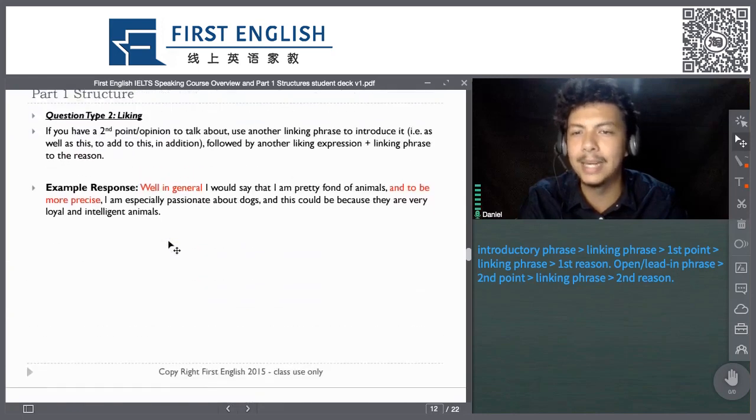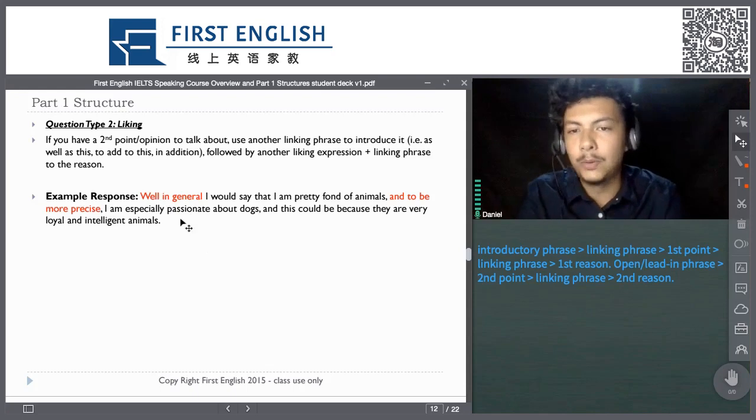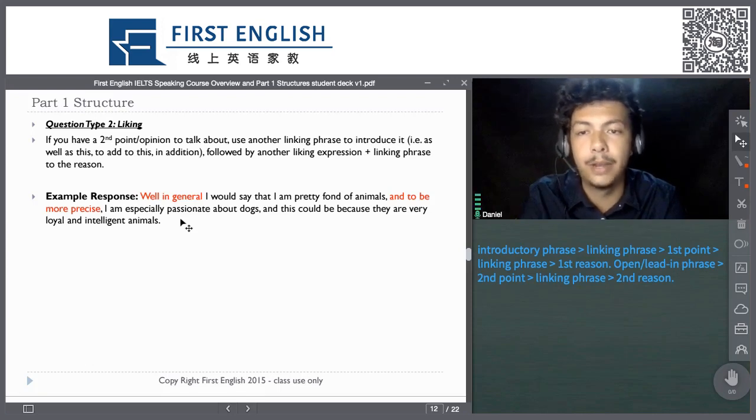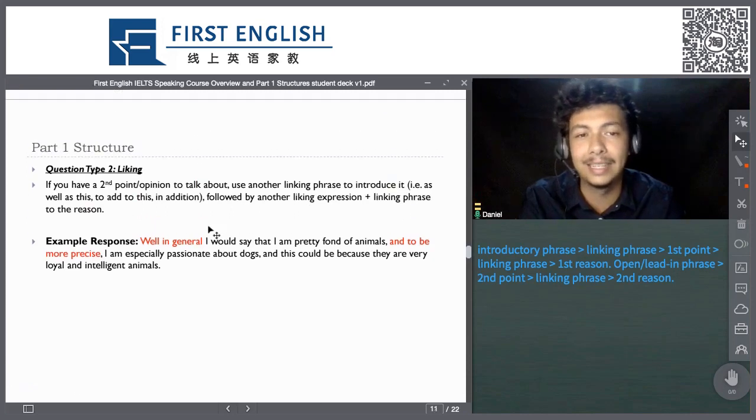But let's look at an example response. You can notice that this example response is quite a bit shorter. We don't need to include too many points here, but instead of answering the question very basically like, I do like animals, I like cats, we're providing a nice, complex, well-worded sentence following the structure that I just went over, saying something like, well, in general, I would say that I am pretty fond of animals, and to be more precise, I'm especially passionate about dogs. And this could be because they are very loyal and intelligent animals.